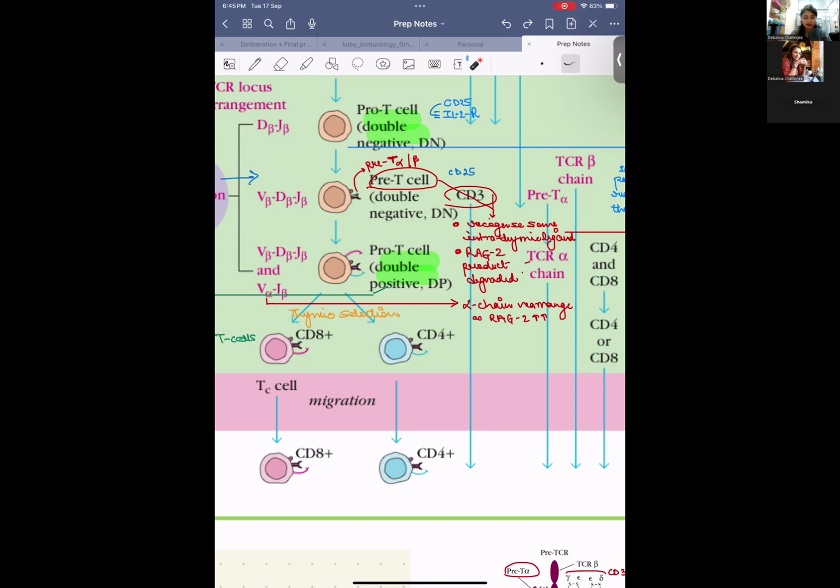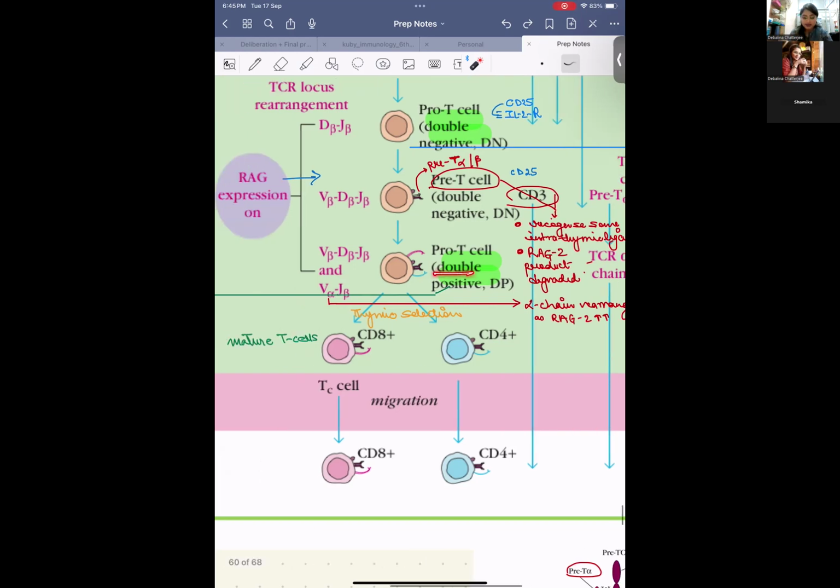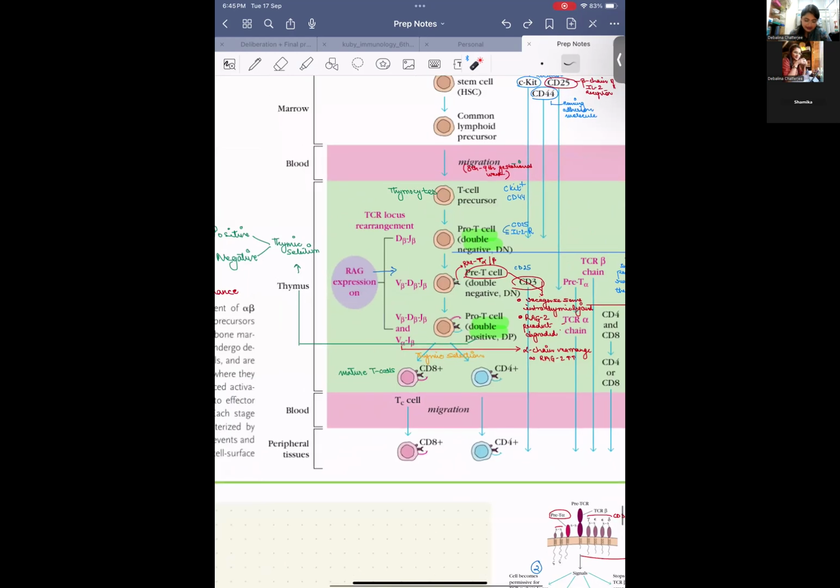Now this double positive cell has to undergo a process of selection, and eventually this differentiates into CD8 or CD4 plus mature but naive T cells. These cells get inside the blood from where they can get into different peripheral tissues.